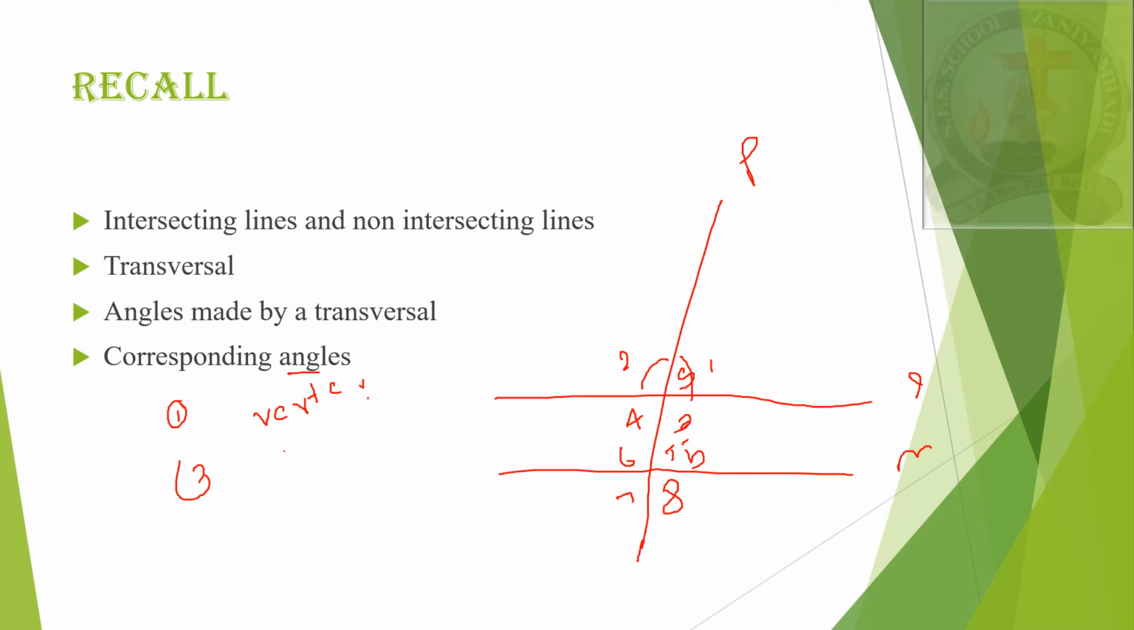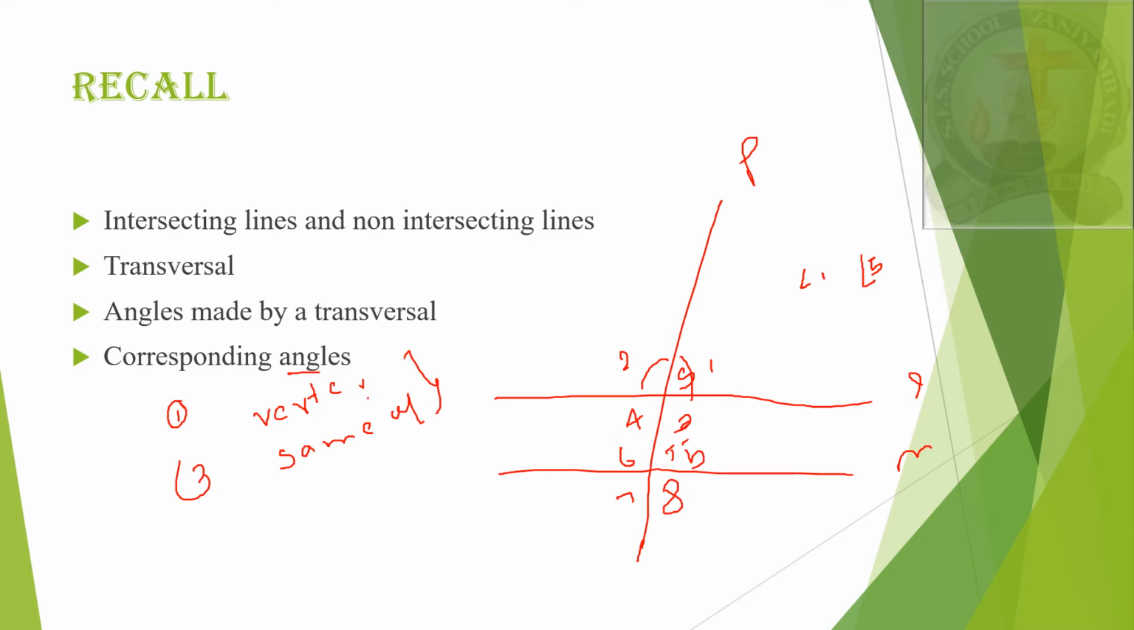Now what are the corresponding angles? That is the question here. There are some conditions for corresponding angles. First, the angles should have different vertices. And the second is that they should lie on the same side of the transversal line. The angles you take should be on the same side of the transversal. What is the transversal here? P is the transversal.